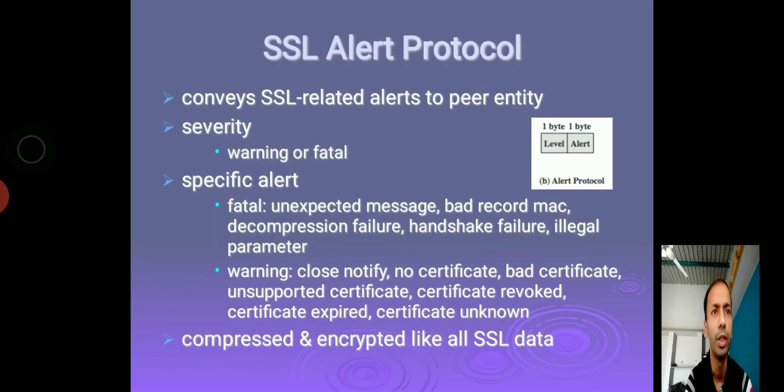In this presentation you will see the alert protocol format, that is 1 byte for the level and alert. The level may be fatal or the level may be warning. If it is a warning, then the value is 1, and if it becomes an error, then the value becomes fatal. The next part of this is used to represent the actual message associated with that fatal or warning.